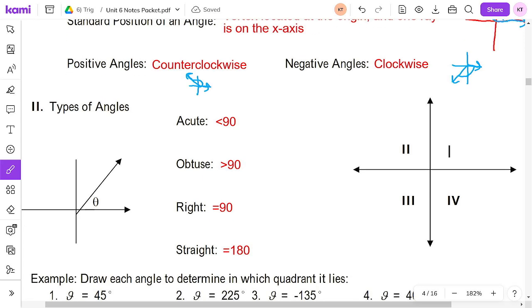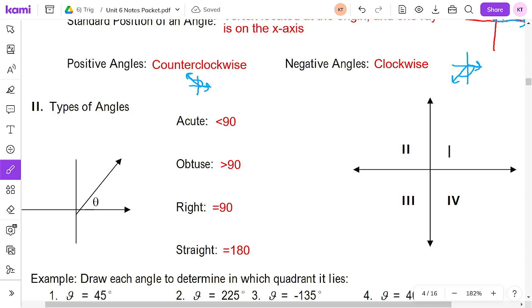This is just a quick review. Our different types of angles. We have acute angles, which are less than 90, obtuse, which are greater than 90, right angles that are equal to 90, and our straight angles that are equal to 180 degrees. Now, we have our four quadrants here, quadrants 1, 2, 3, and 4. We should know that, hopefully.